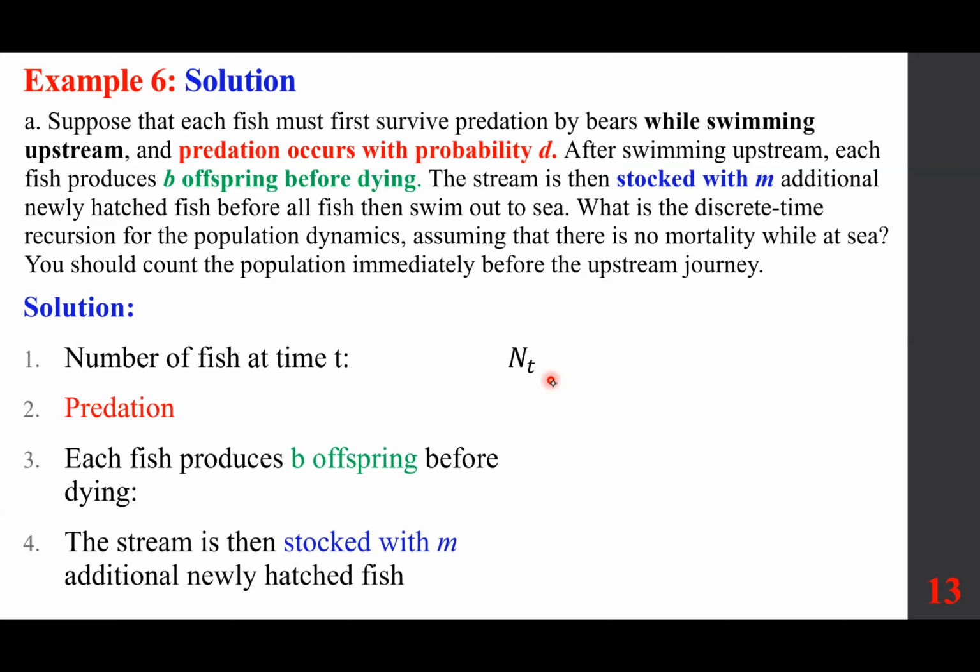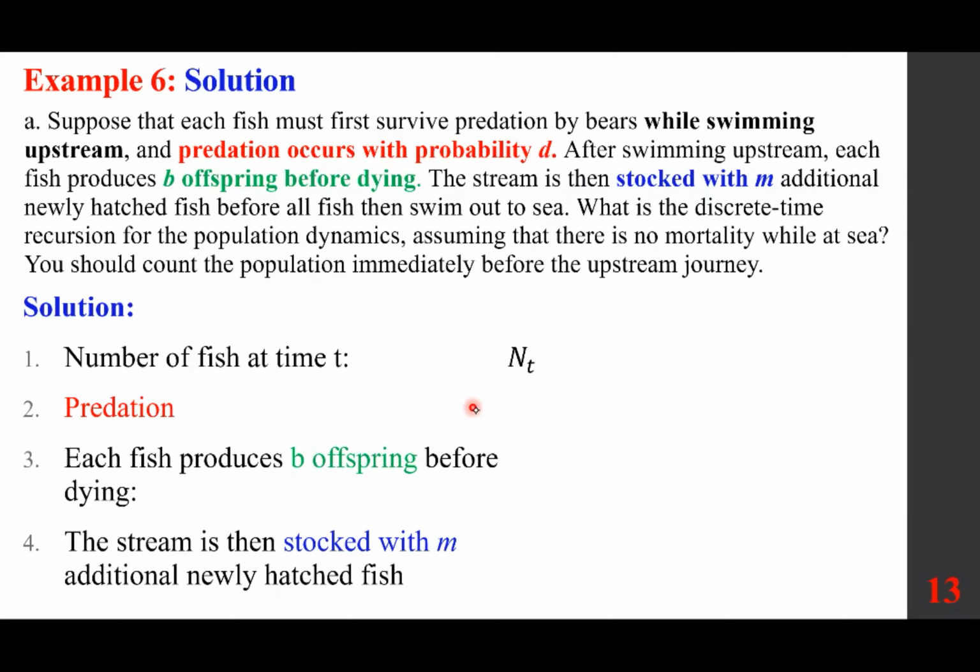So let's read. Suppose that each fish must first survive predation by bears while swimming upstream, and predation occurs with the probability of d. That probability is always between 0 and 1. Can it be 0? Yes. Can it be 1? Yes. So 10%, 20%, 30%, whatever the case might be. So predation takes place with a percentage of d. So if 10%, for the sake of argument, are preyed upon, then the rest of them, that means 1 minus 10%, that means 90% will survive.